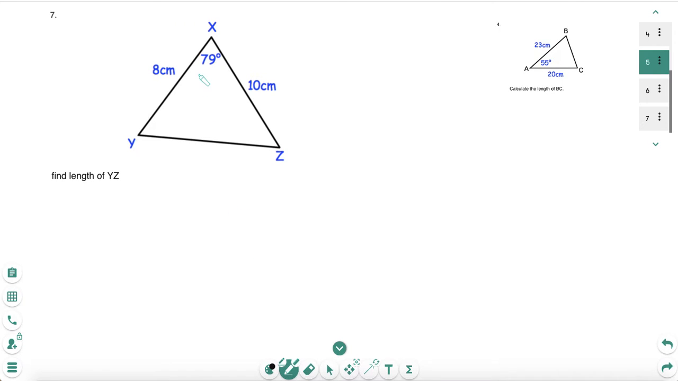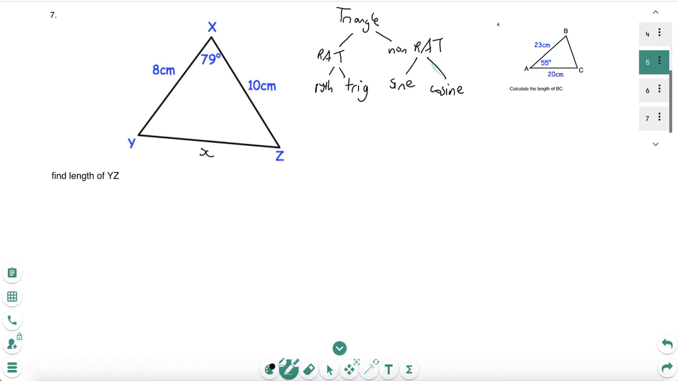Right, guys, here we have a triangle, and we're asked to find the length of YZ. So I'm like, okay, this triangle is not a right angle triangle, so let's think of our flow chart. We have a triangle. It can be a right angle triangle, or we can have non-right angle triangles. If you have a right angle triangle, you can either use Pythagoras or you can use trigonometry. If you have a non-right angle triangle, you can either use the sine or the cosine rule.